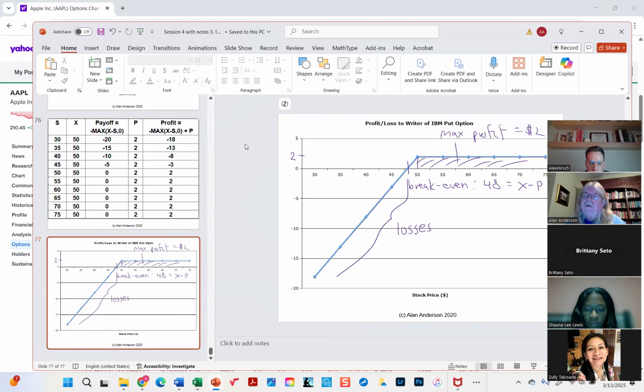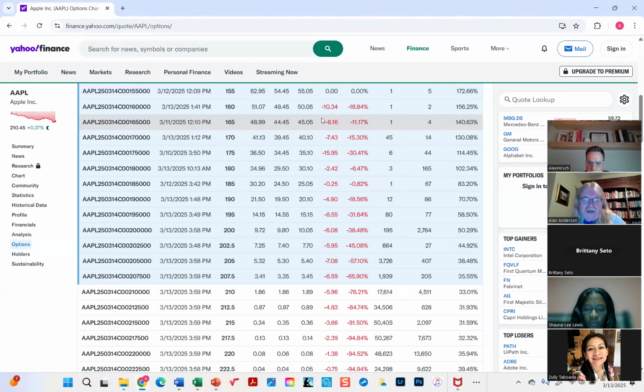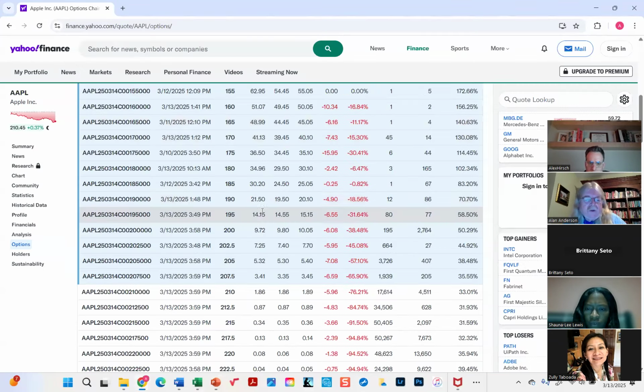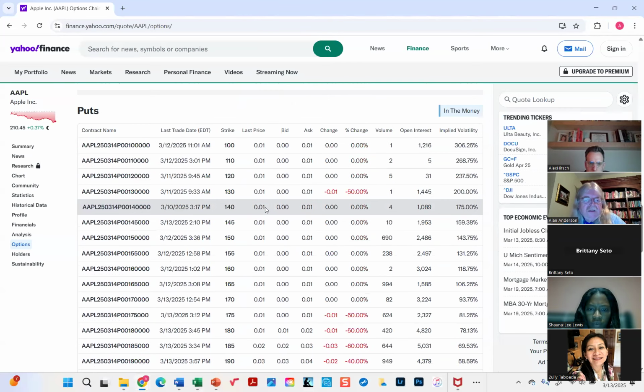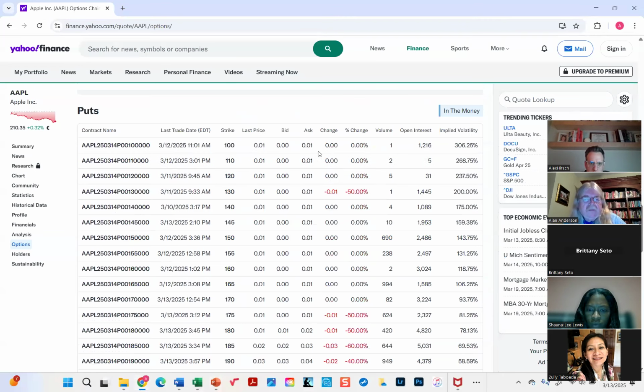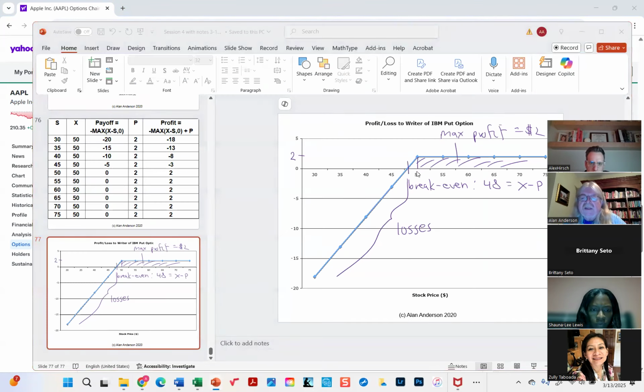So if you look at the chart here from Apple stock, what you're saying is you want to minimize the risk that you'll end up having a negative payoff. The only way to do that is to accept a lower payoff. And if you have a lower strike, you're going to end up with a smaller premium. So if you notice, I've got it here at 50.